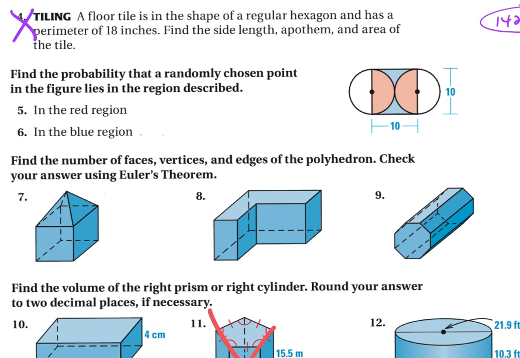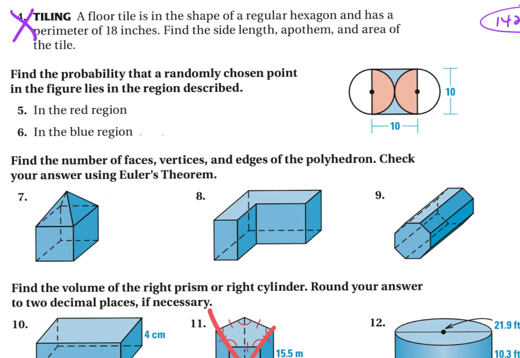Okay, so if you want to find the probability, you're going to find the area of the whole thing, and then you're going to take the area of what you found. So you found the area of the red region? I found the area of the red region and the blue region. Okay, so then we have to divide it by the whole thing.